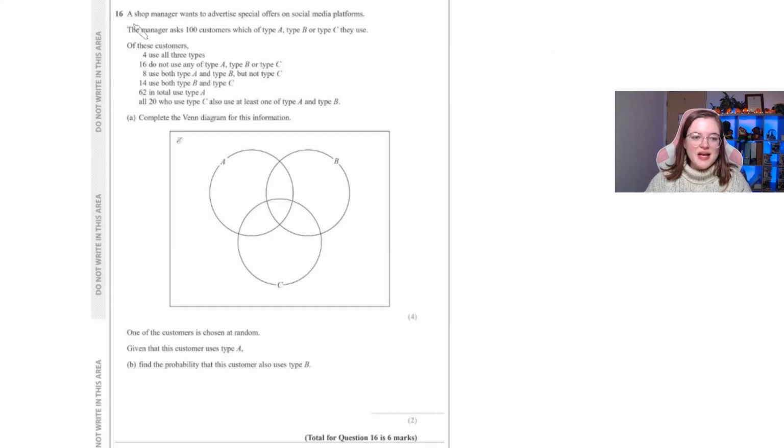Question 16. A shop manager wants to advertise special offers on social media platforms. The manager asks 100 customers which of type A, type B, or type C they use.